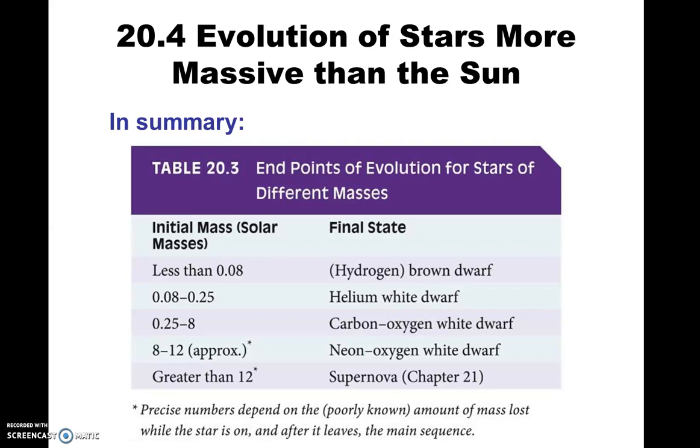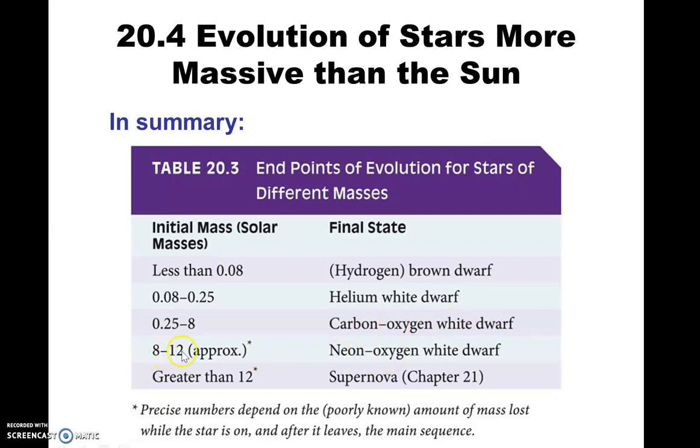you're going to get a white dwarf that will eventually die with just helium. Anywhere from 0.25 to 8 times the mass of the sun, you're going to get mostly carbon at the end, and that's the typical type of white dwarf that we find. And there is some carbon, nitrogen, and oxygen being produced. So those white dwarfs are the most common ones.